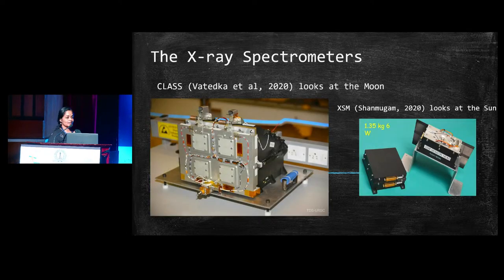So these are the X-ray spectrometers. That's CLASS, and that is XSM. CLASS has a 64 square centimeter area, while XSM is a much smaller single silicon drift detector. Sorry, SDD detector.